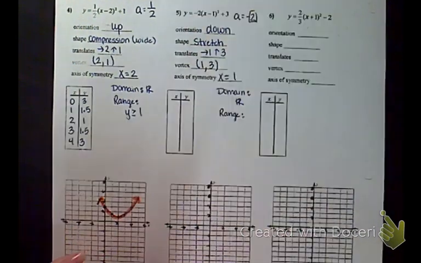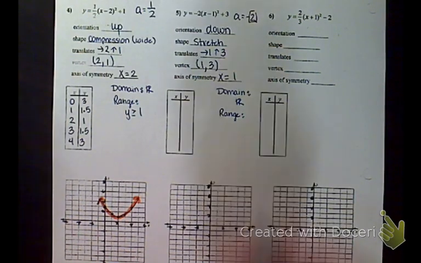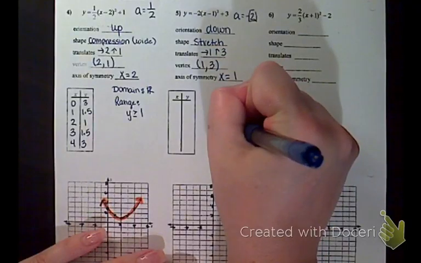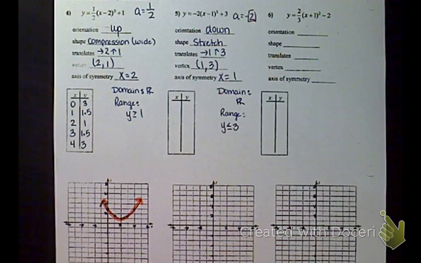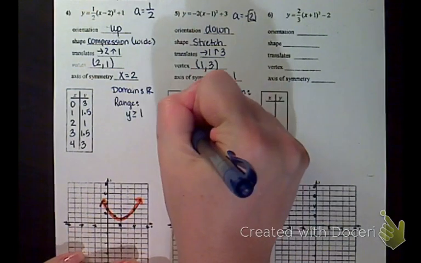And your range. So in this case, I have a maximum value because my graph is facing down. So I have a high point, which means everything is now going to be less than or equal to that point. And that value is 3. So y is less than or equal to 3.